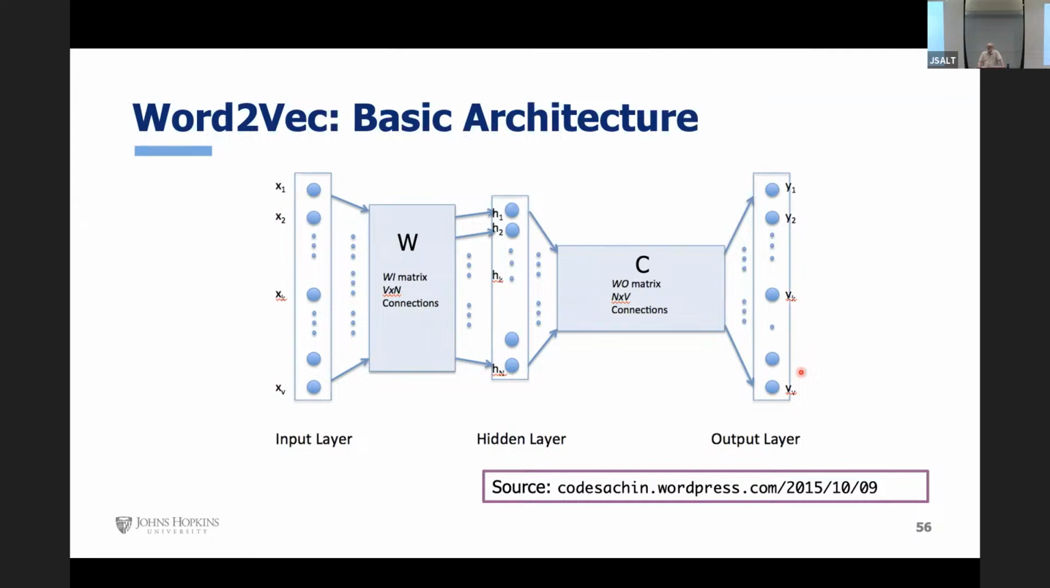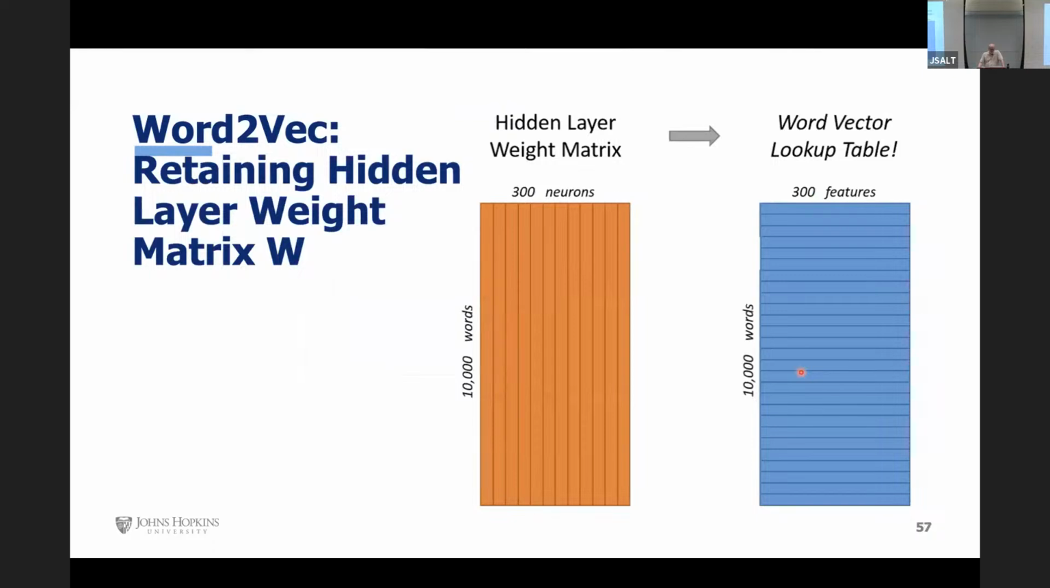But the interesting thing is you train up this thing to try to predict what words are going to be around it, and then you just throw everything away except this W matrix. Here, the original way you thought of this is a bunch of neurons. Say you wanted 300 dimensions, so you have a bunch of neurons with 10,000 words each. Say that's your vocabulary size. If you look at the rows, you essentially have a mapping from words to vectors, right? For every word, you have a 300-dimensional vector that represents it, and it captures a lot of that information about what words occur close to each other.